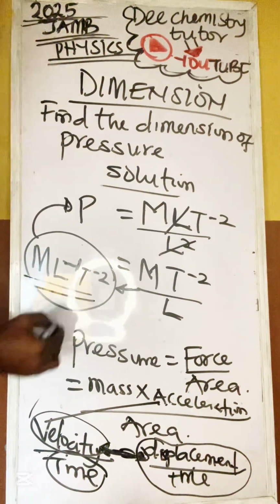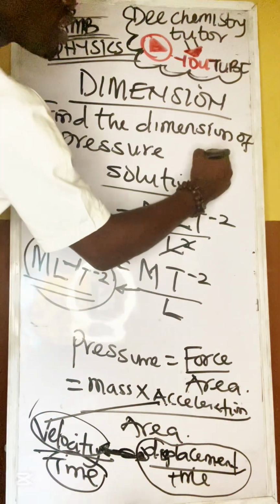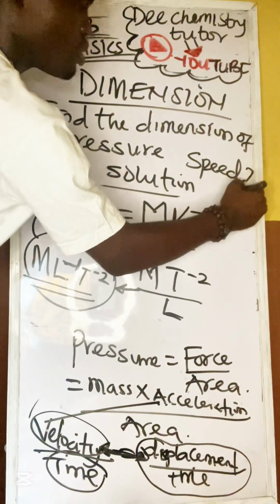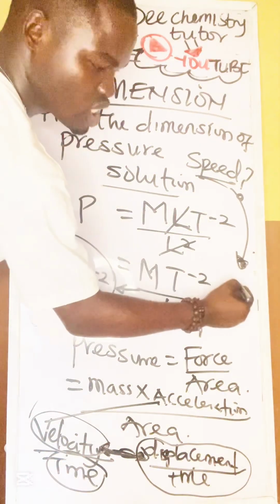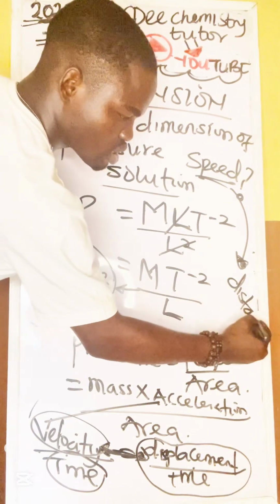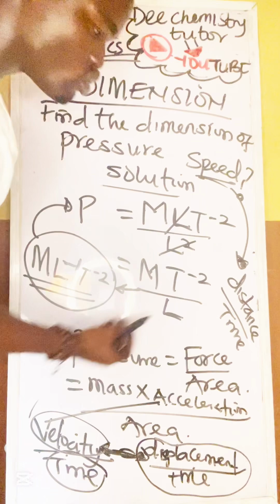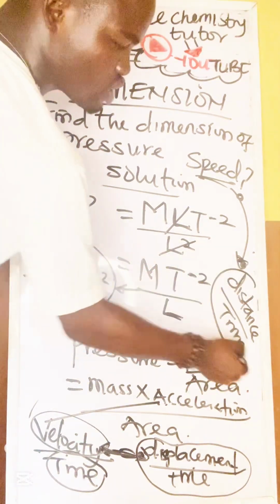So easy. So I will ask you a question in the comment section. Tell me the dimension of speed. What will be the dimension of speed in the comment section? I'll be checking. Just drop the dimension of speed. You know that speed is distance over time. You might not be able to write it, so if you are unable to do this, just put it in a way that we know that you got the answer.